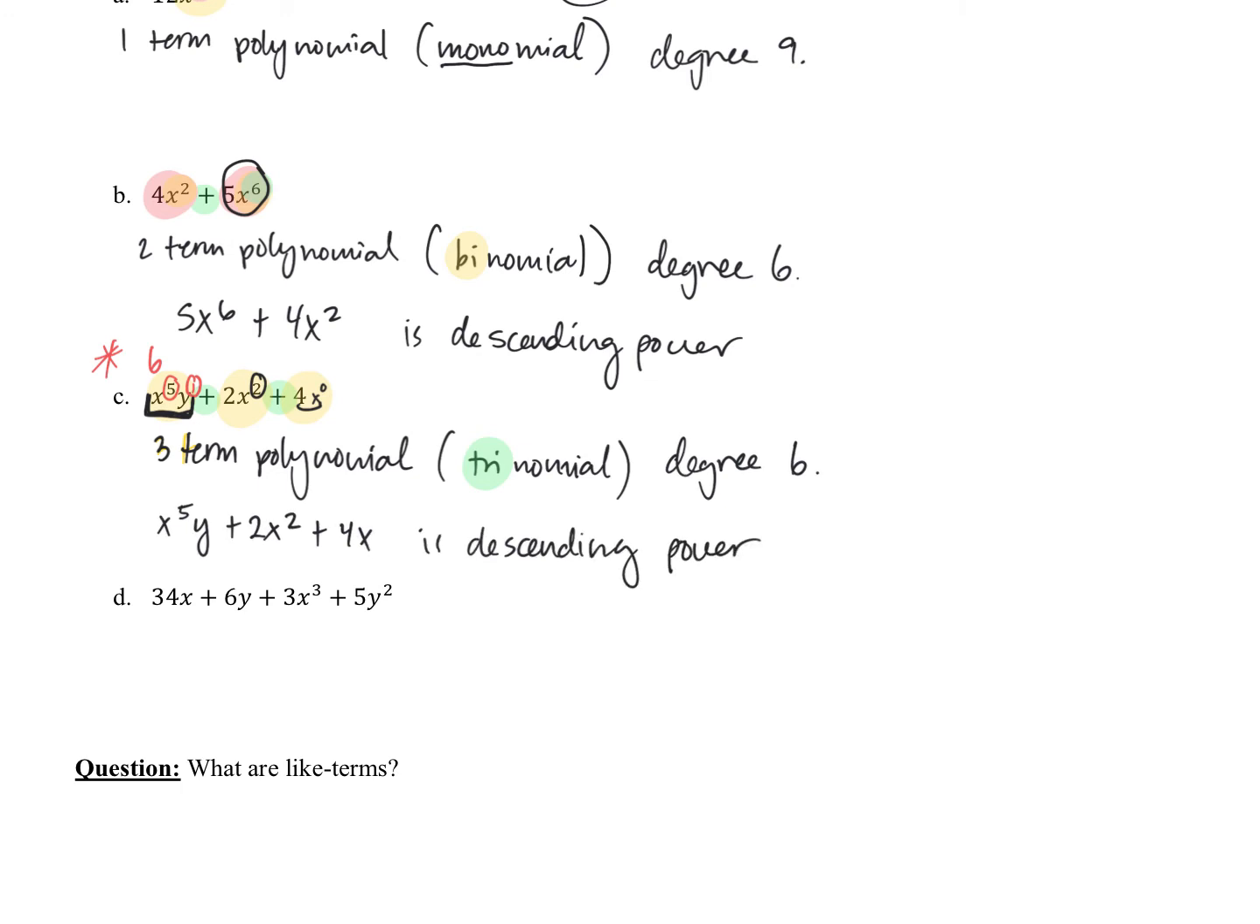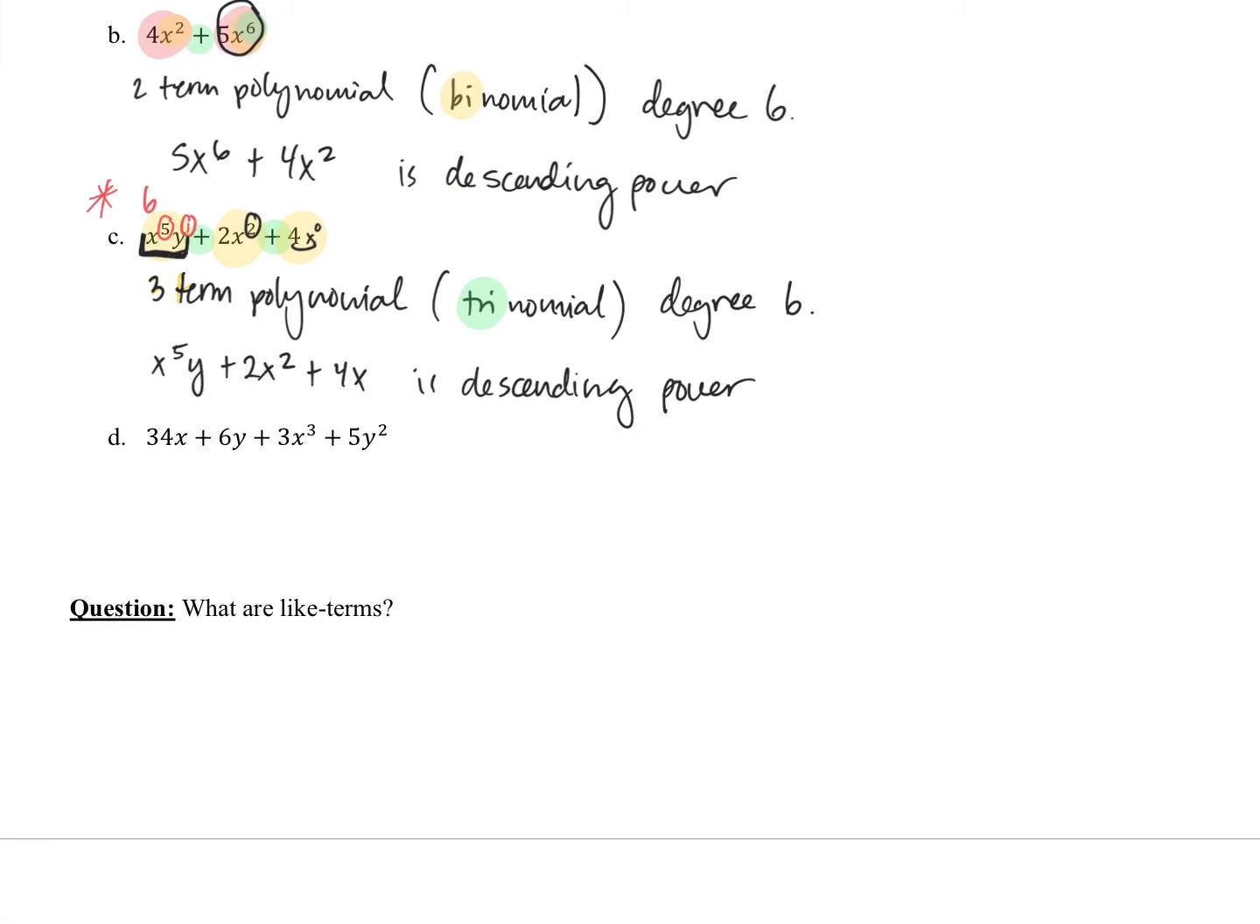Alright, and D. Let's see, how many terms do we have here? Got all the different plus signs, and it can be minus signs as well. Sorry, I didn't put any minus. We have 1, 2, 3, 4 terms. Whoa! 4-term polynomial.